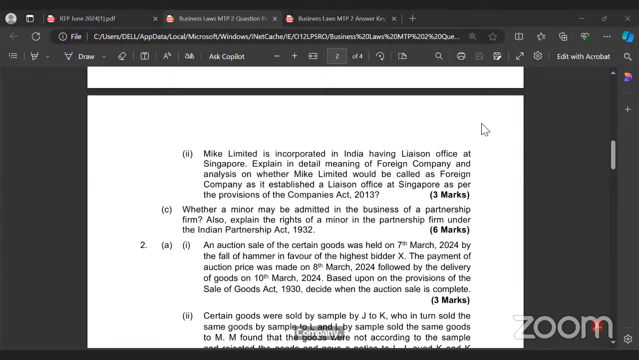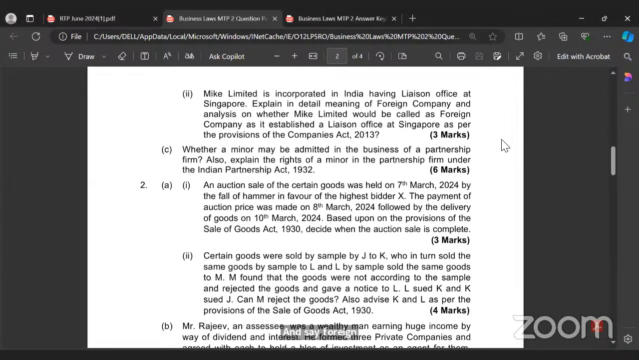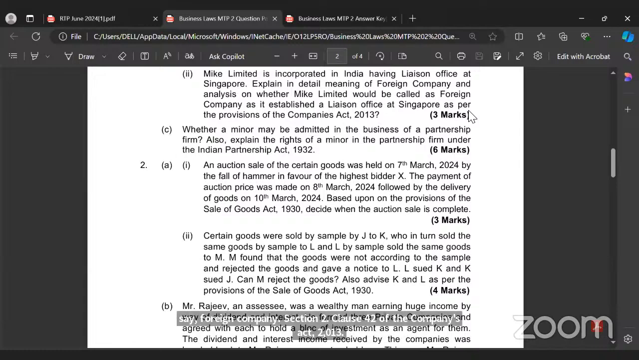Answer: foreign company, Section 2, clause 42 of the Companies Act 2013. It means any company or body corporate incorporated outside India, which, first, has a place of business in India, whether by itself or through an agent, physically or through electronic mode; and second, conducts any business activity in India in any other manner. Since Mike Limited is a company incorporated in India, hence it cannot be called a foreign company. Even though a liaison office was established at Singapore, it would not be called a foreign company as per the provisions of the Companies Act 2013. They mentioned that Mike Limited is incorporated in India.